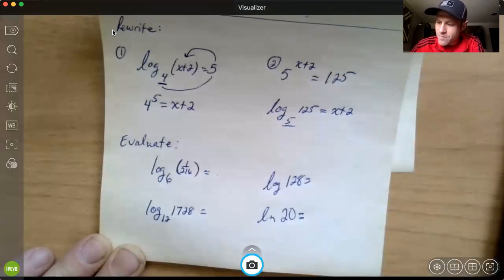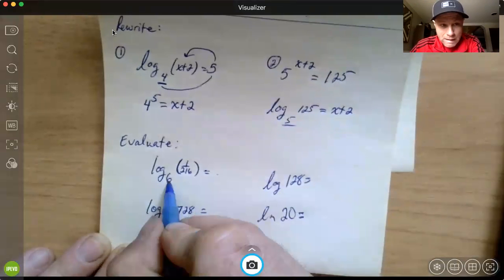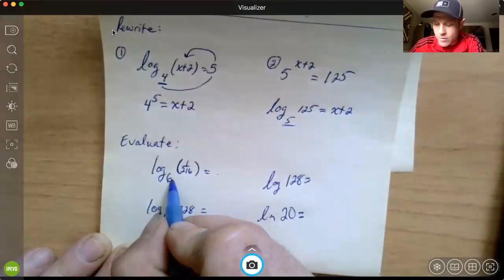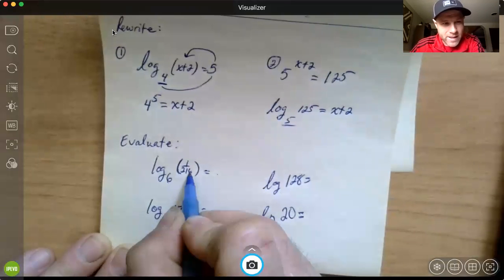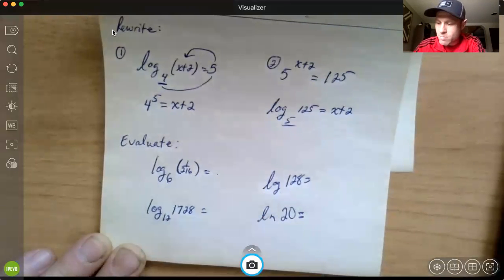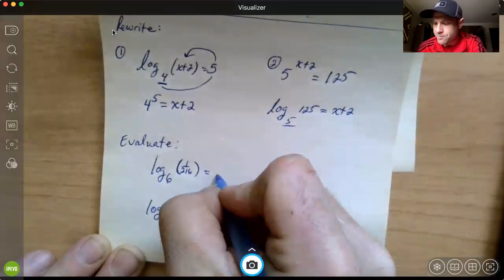And in this case, we need 3 6s to get 216, but we need to throw it to the denominator. So remember how to do that. We need a negative exponent. So this would be -3.